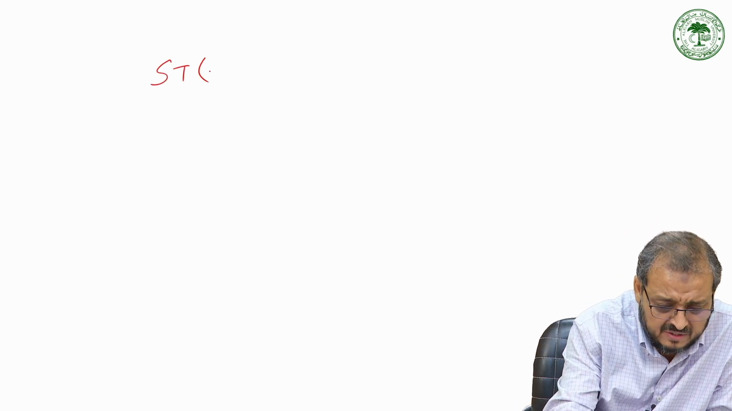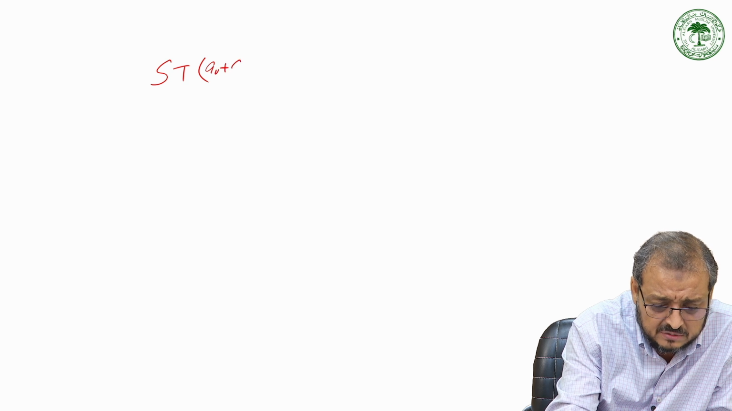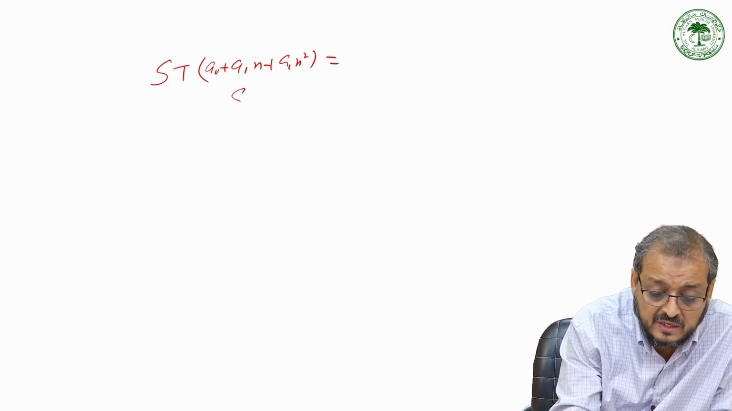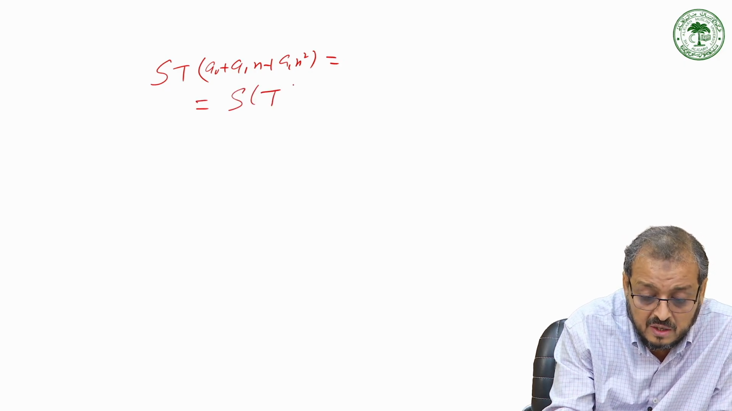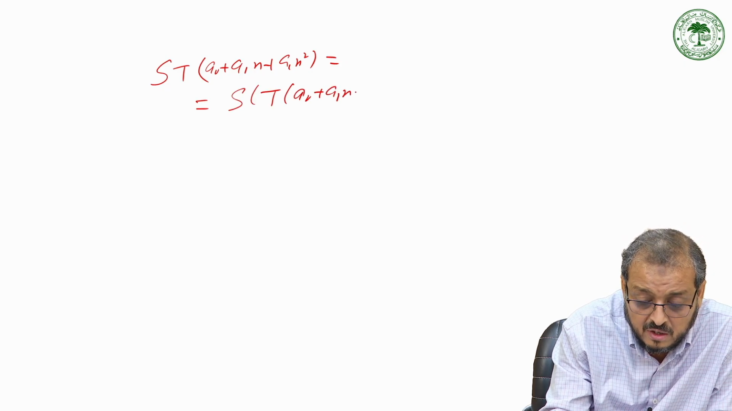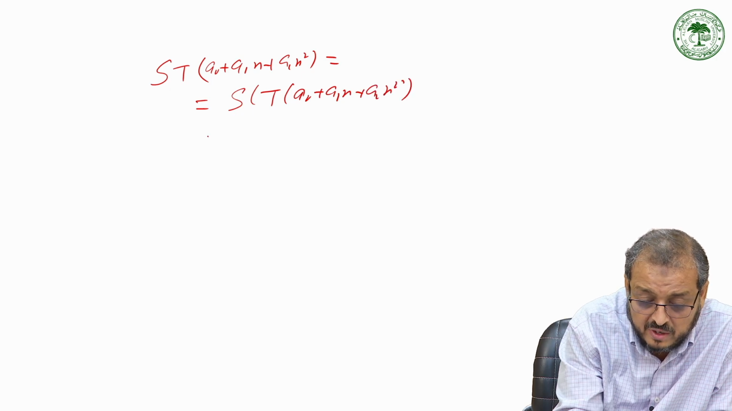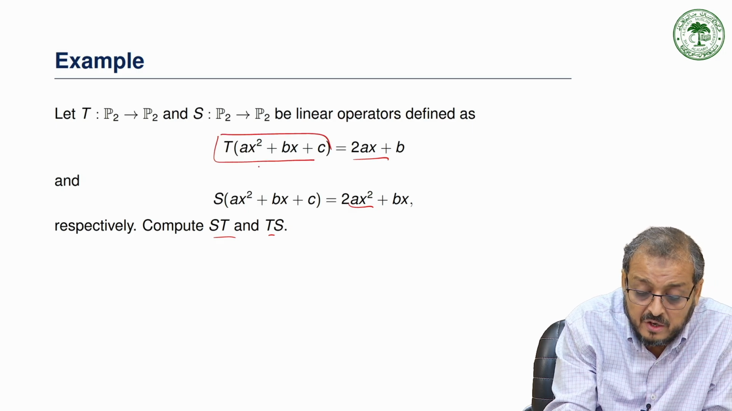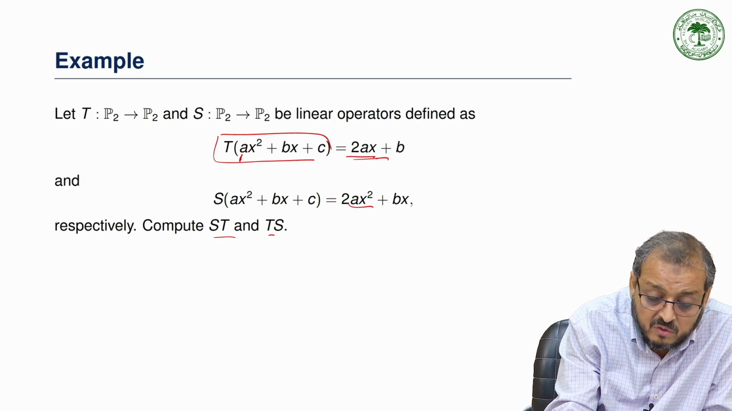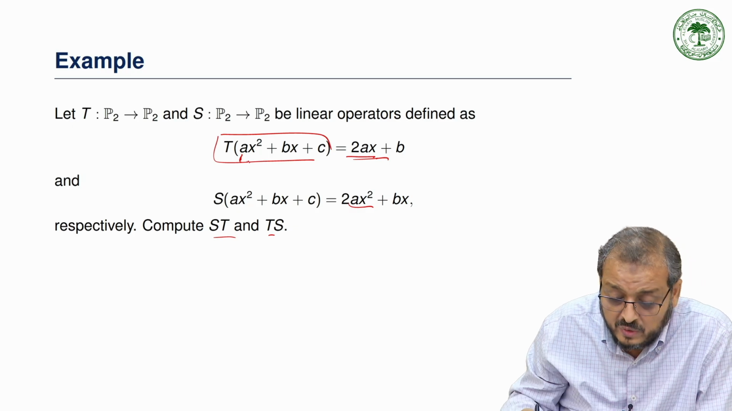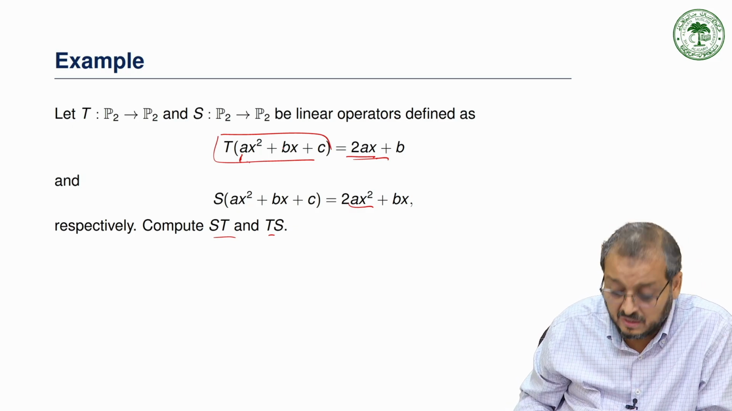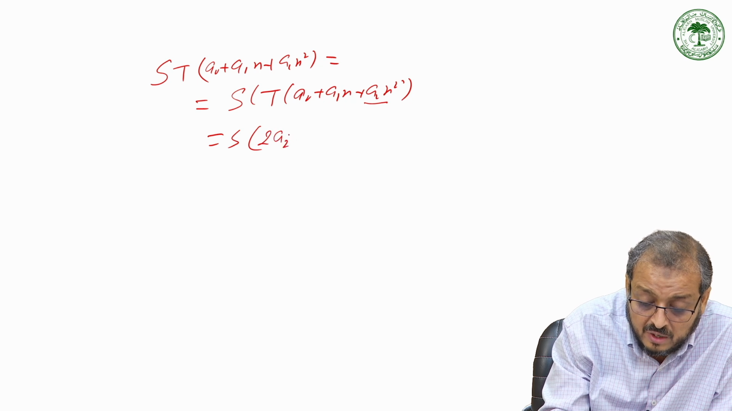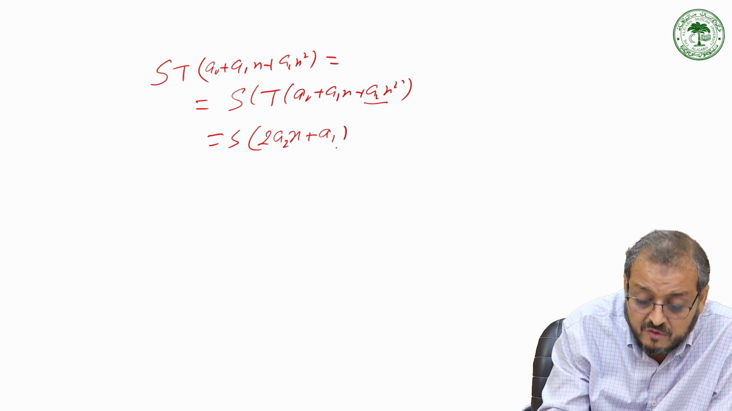We take p(x) equal to a0 + a1x + a2x², and then we can write this as S of T of (a0 + a1x + a2x²) by the map of T. T is defined like this: the constant is 2 times a2, and x has the coefficient a1. So we get 2a2 x plus the coefficient a1.